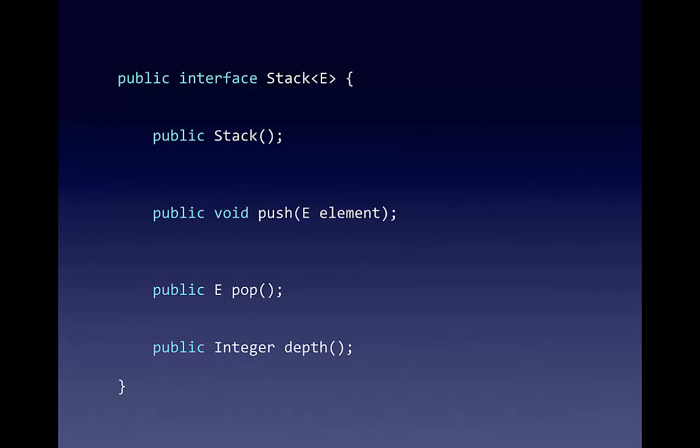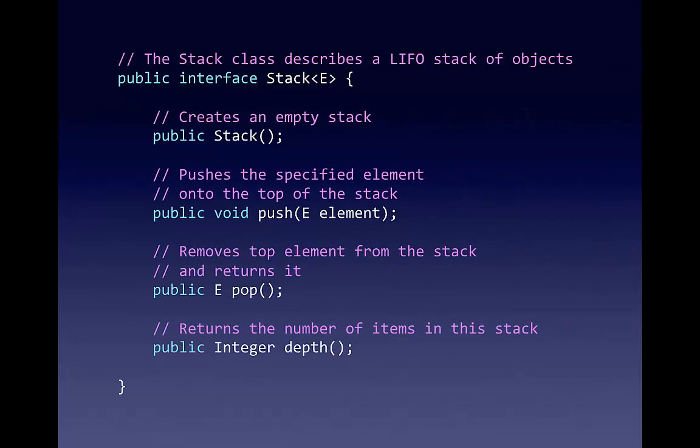Here's an example of a stack interface, and here is an example of an informal specification for that interface. As you can see, this is similar to what you'd find in a Javadoc for the stack. As you may have noticed, the example is written in a language that is not quite Java. In Java, you can't have constructors in your interface, and depth would probably return an int rather than an Integer with a capital I.